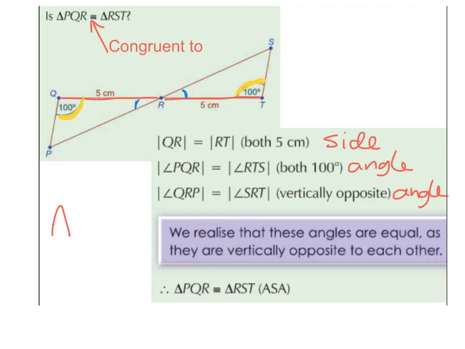So we want to have ASA, which represents angle, side, angle. This means that the side is in between the two angles. Let's just check. We have an angle, a side, and an angle. So that works out. And then we have an angle, a side, and an angle. So that works out as well. Therefore, triangle PQR is congruent to triangle RST. And this is because of ASA.